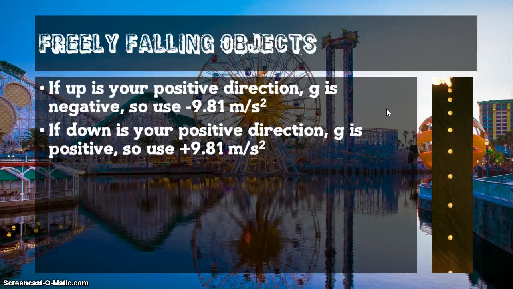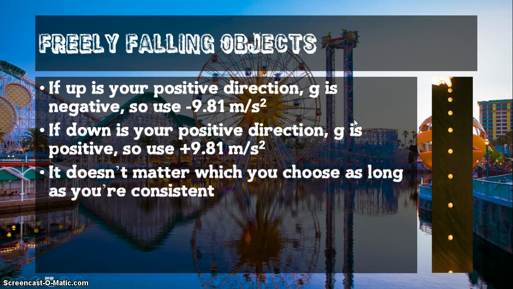In other words, opposite directional velocities must have opposite signs, and velocities moving in the same direction as the acceleration must have the same sign as that 9.81. We'll see that in action in some of the problems we do for examples. Again, it doesn't matter what you choose as long as you're consistent.